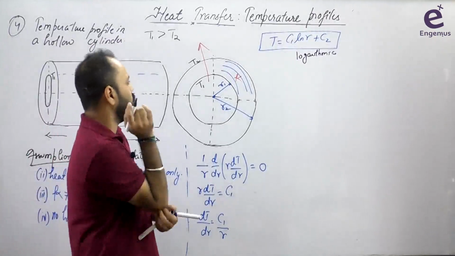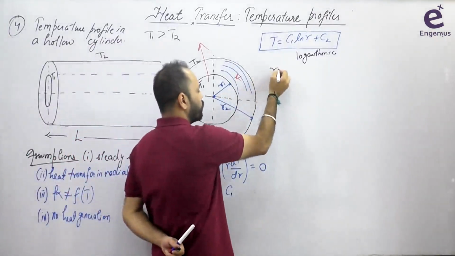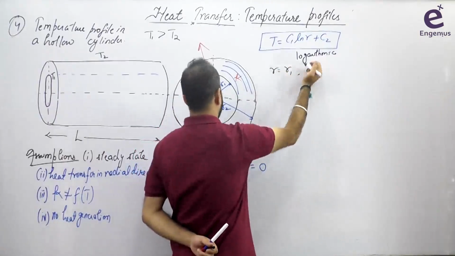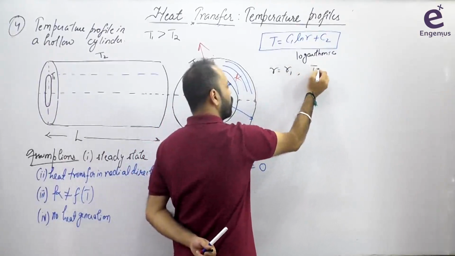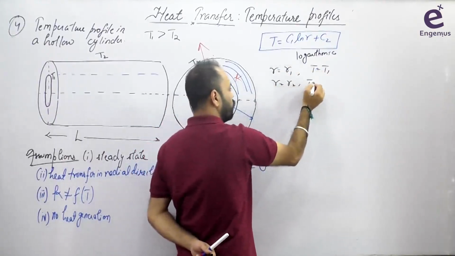For finding C1 and C2, again we have two conditions. At R is equal to R1, T is equal to T1, and at R is equal to R2, T is equal to T2.